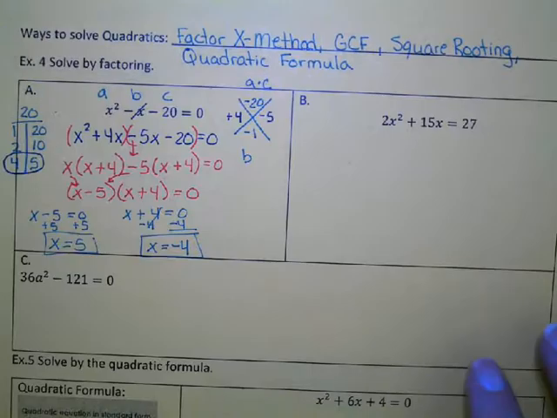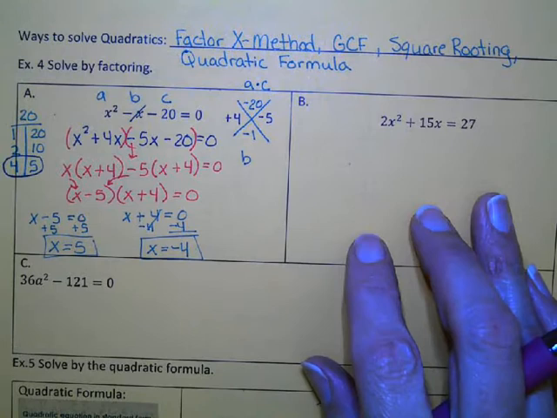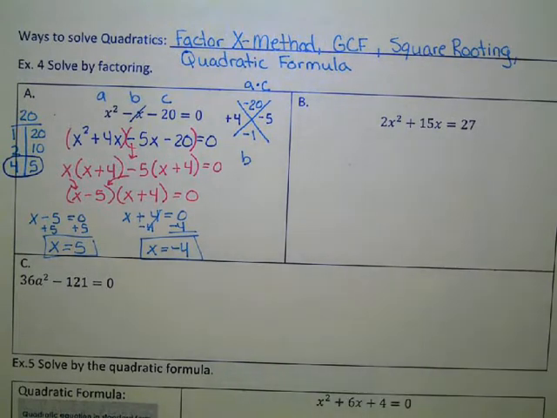Alright, this one isn't set equal to 0. So the first thing we want to do is subtract the 27 over.